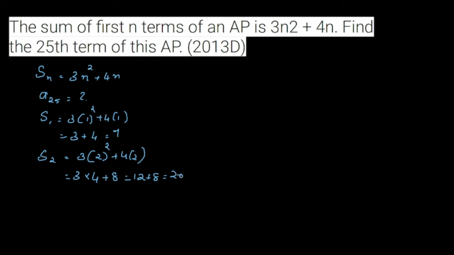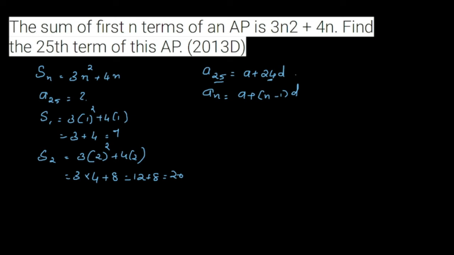Now S1 and S2 we are getting. Now we need to find out A1 and A2, because how to find out A25? A25 is equal to A plus 24D, right? Because the An formula is A plus n minus 1 into D. So A25 is A plus 24D, that is 25 minus 1 into D. Now we are getting only S1 and S2. From this S1 and S2, we have to find out A1 and A2.